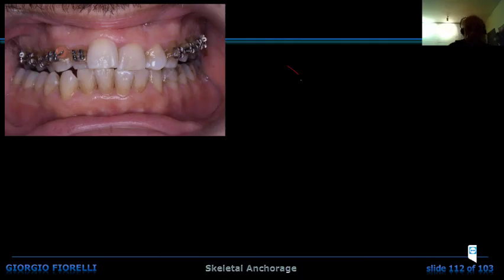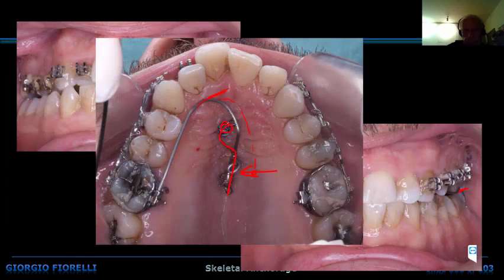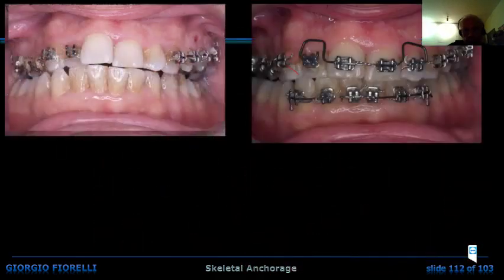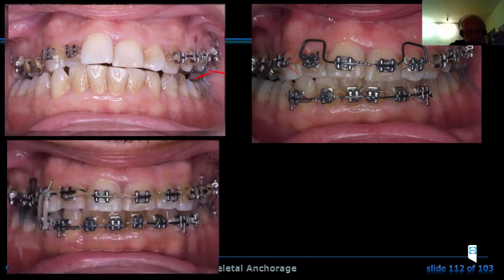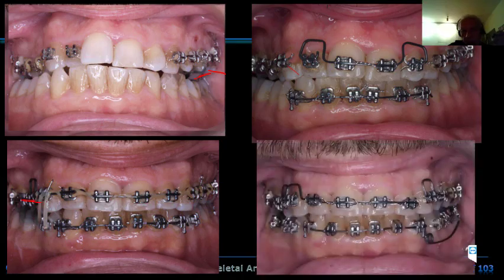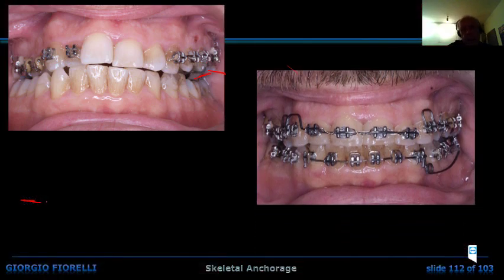So let's see the whole story. This is at the beginning. This is when I lost anchorage and went almost into scissor bite. This is when I corrected the scissor bite. This is when I expanded for the second stage this part. And this is when it was over. So the mechanics on the palatal side was very, very effective.